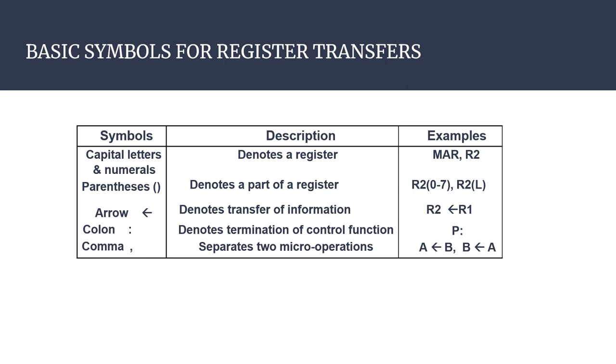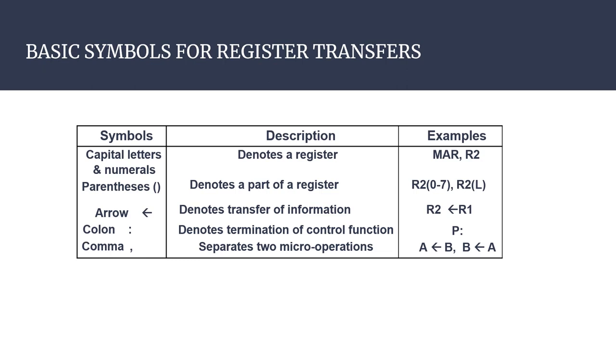Now the next symbol is arrow symbol. It denotes the transfer of information. So source is the R1, destination is R2. So we use this type of arrow indicating from source to destination, and it is used for denoting the data transfer from source to destination. The next is the colon. We use the colon to terminate the control function. Here we have only single boolean variable p. If we have multiple boolean variables or a boolean expression, then the colon is used to terminate the control function.